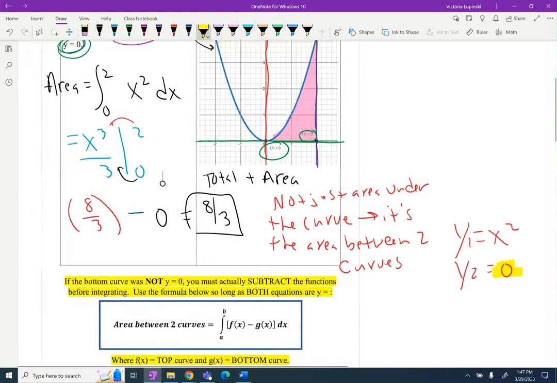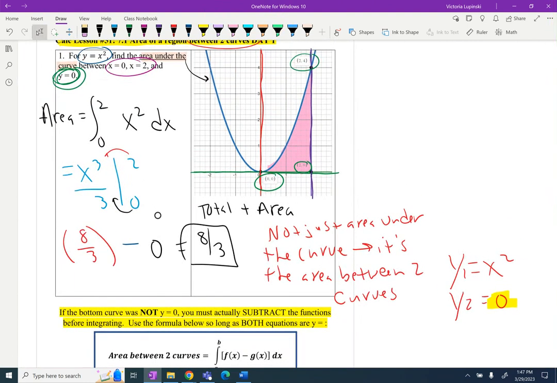So first, just make sure you understand the basics. Understand why the graph looks the way it did. Understand why I shaded the region that I did. Understand why it's 0 to 2. Understand why it's 8 thirds.